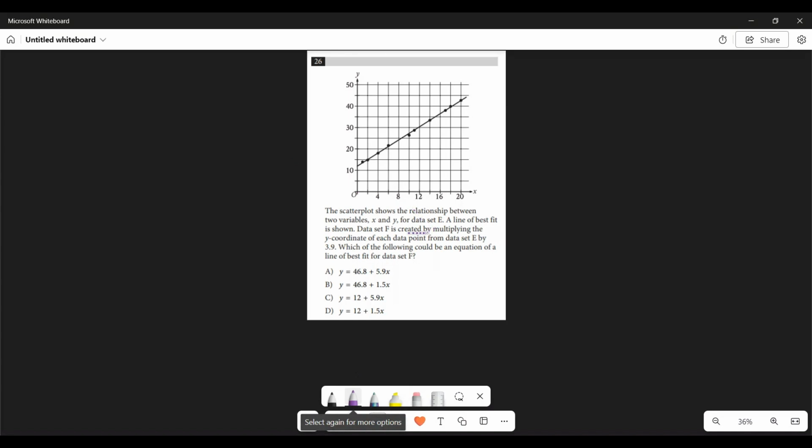We know now that the relationship is for dataset E, right? So that means this line is the line of best fit for dataset E. Okay, what else can we see in this graph? Let's see what we just know.